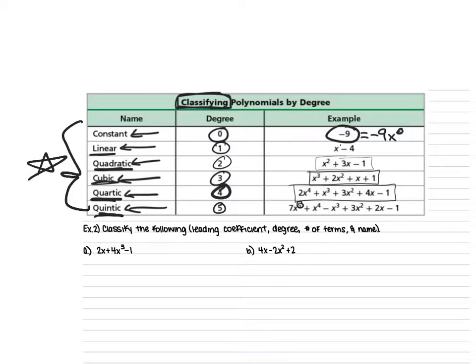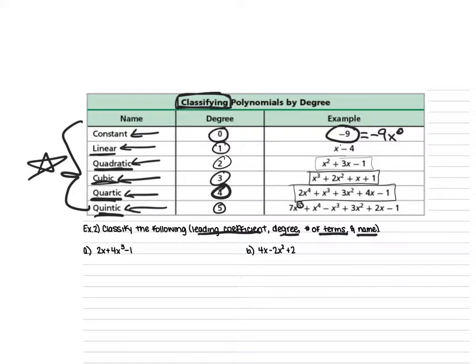We are going to look at a polynomial, and we're going to classify, or name, the following. We're going to decide what the leading coefficient is, the degree, how many terms, and its name. So remember, this should be the same thing you have in your notes. If you have one term, we call that a monomial. If we have two terms, we call it a binomial. 3 is a trinomial. 4 or more is a polynomial.